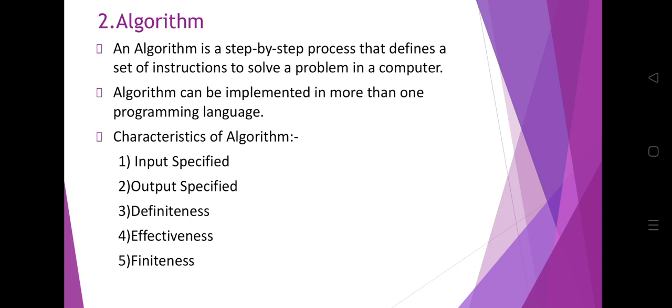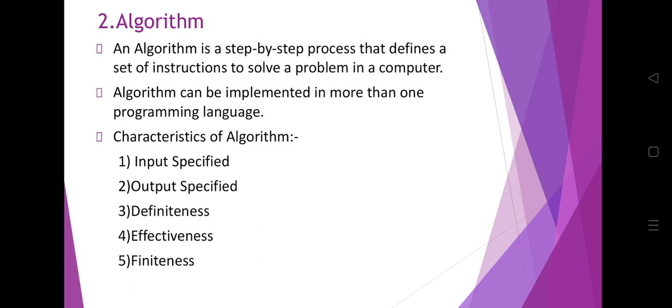And these 5 are the characteristics of an algorithm: input specified, output specified, definiteness, effectiveness, and finiteness. Input specified: there can be 0 or more inputs. Coming to output specified, there must be at least one output, one or more outputs, but one must be, because we are designing an algorithm or writing code as we are expecting something to be printed. That comes under output.